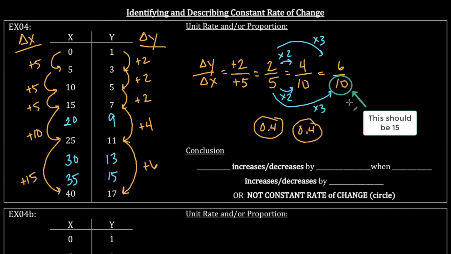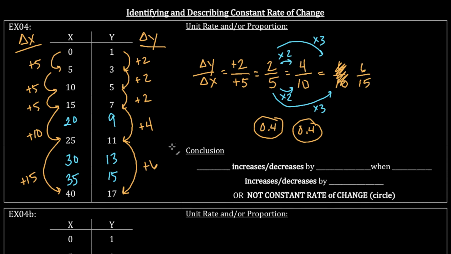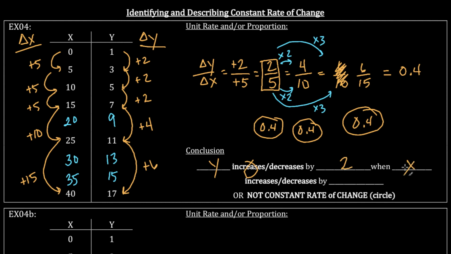6 divided by, that's not 10. So I'm going to get rid of that. That should be 6 over 15. So 6 over 15 is also 0.4. So if you notice, all these fractions are equivalent to 0.4, 0 and 4 tenths. So let's talk about this initial, nice, smallest version, most reduced version. So the change in Y. So the Y increases by 2 when X increases by 5.